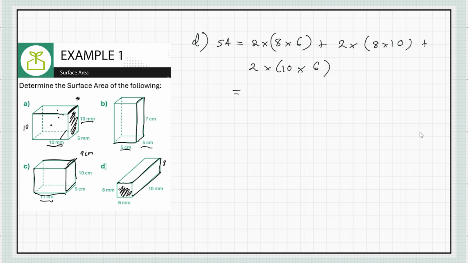Now that we've done that, let's simplify. 8 times 6 is 48, and we multiply that by 2 and get 96. Then 8 times 10 is 80, times 2 is 160, and then 60 times 2 is 120. So the result is 376 millimeters squared.